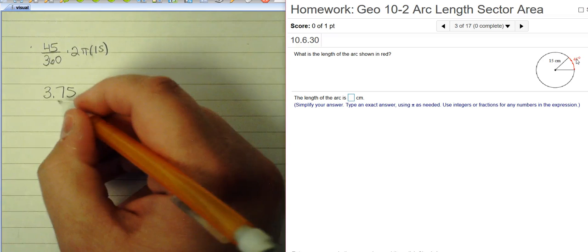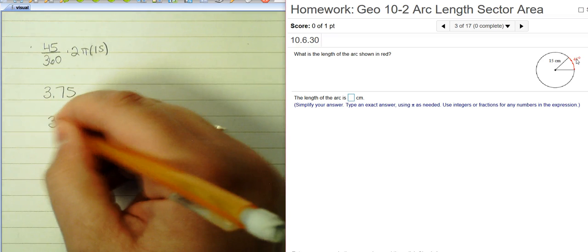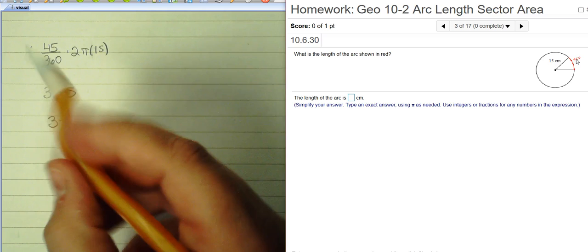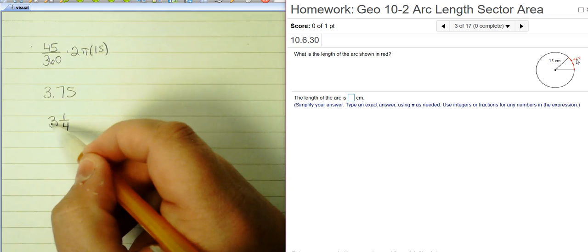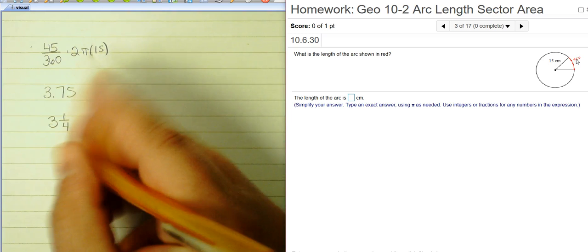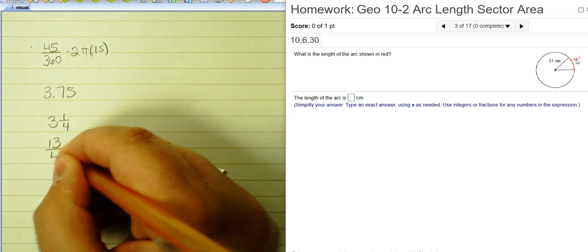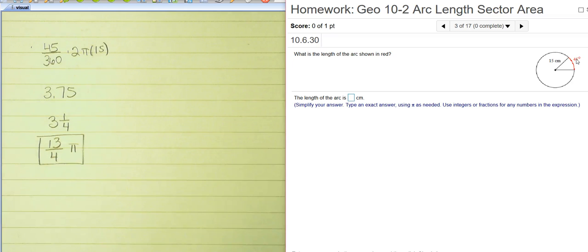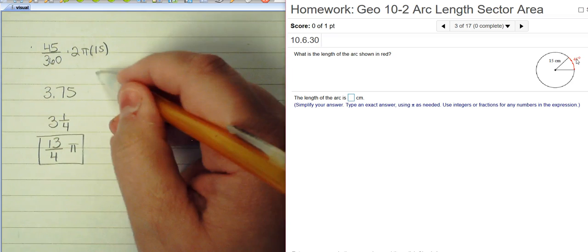So 3.75, hopefully you guys know 0.75 is 3/4, so 3 3/4. We don't want to write this as a mixed number. They're going to want an improper fraction. So I would do 4 times 3, which is 12, plus 1. So this would be 13/4, and then I'd put a pi next to it. And that's what the MathXL is going to want to see.